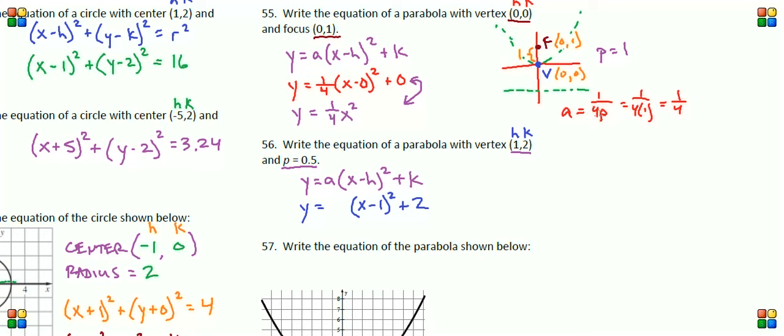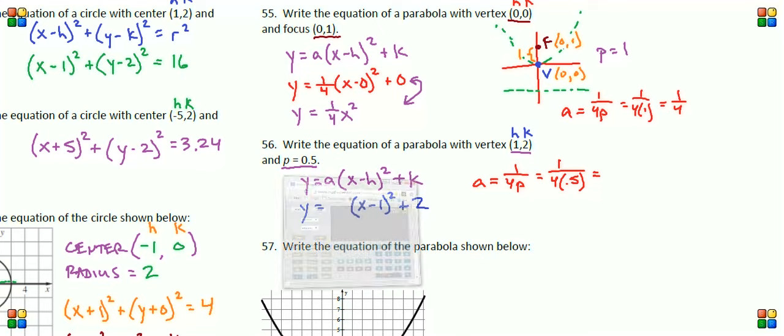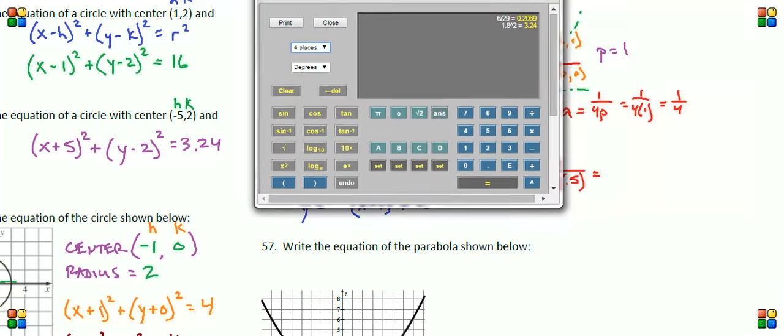From the previous question, we reviewed that a is actually equal to 1 over 4 times p. That's going to be 1 divided by 4 times 0.5. And I can do that in my head, but let's go ahead and show that on our calculator. It's important, class, that if you use the calculator, you put the parentheses in the right place. Let's drag this over.